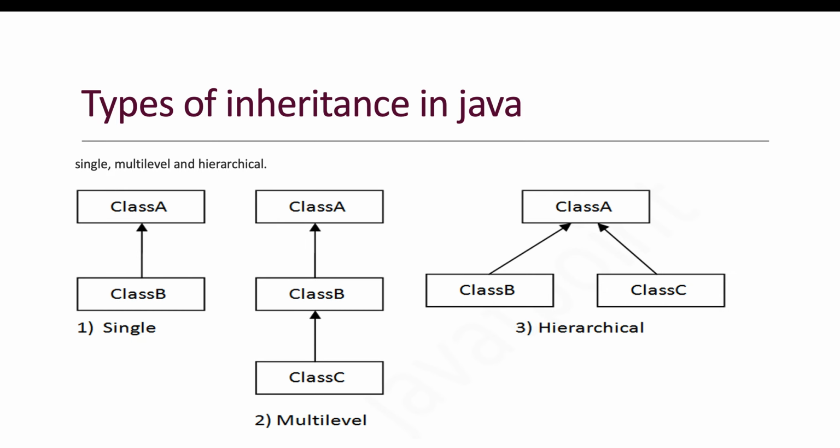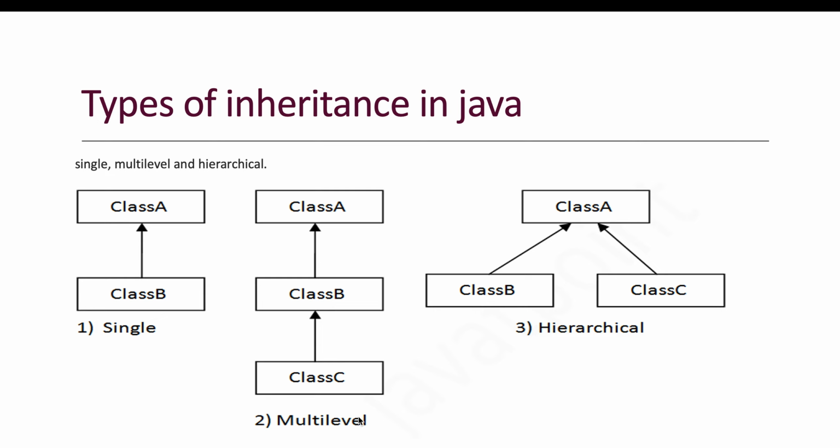Single inheritance denotes that there will always be at least two classes. One class has some property and behavior, and another class is extending or reusing the functionality already defined in class A. So this is how a single inheritance is defined.